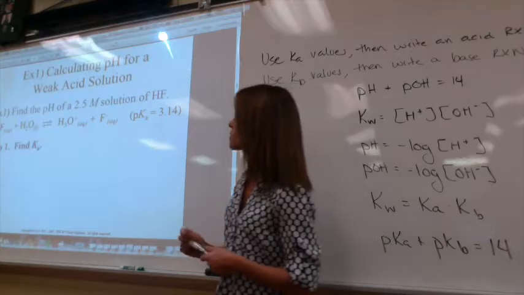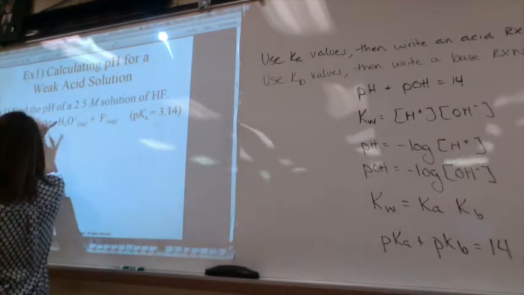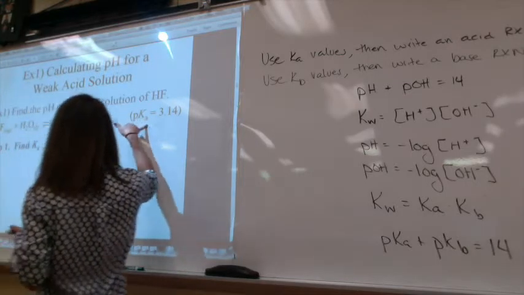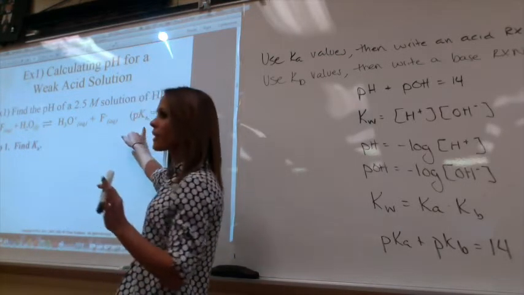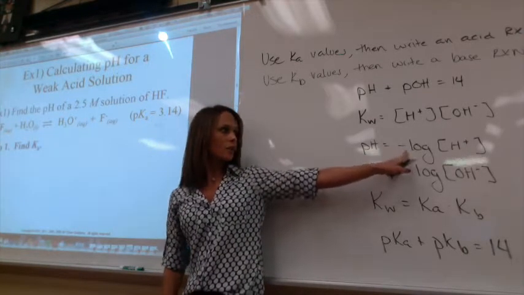So now you have to use equilibrium to solve. This is a weak acid, it turns into the acid and the base, and it gave me a pKa value. So if I want to find pH, what do I need? Here's your equation. What do you need?